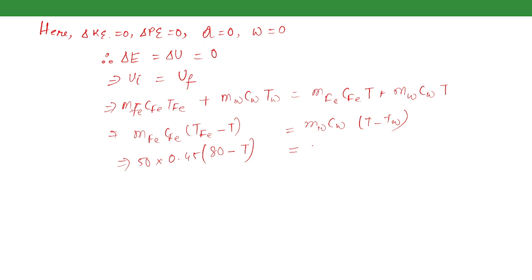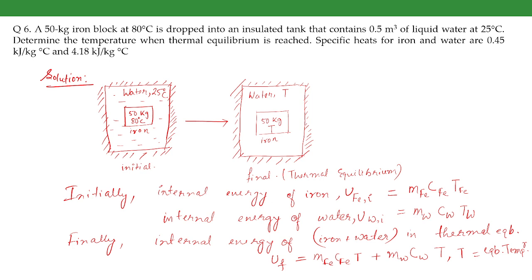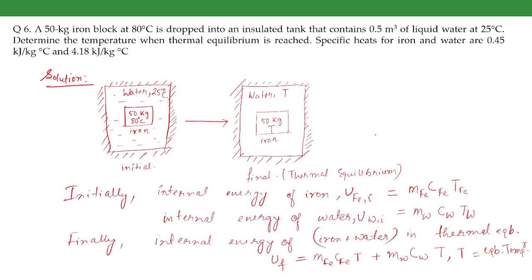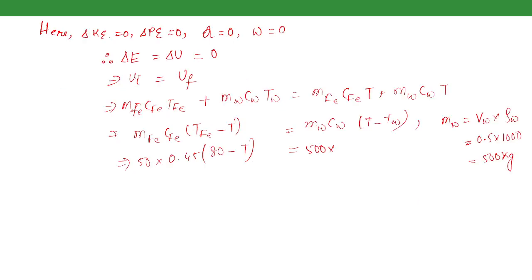And this is the mass of water. It is given that the tank contains 0.5 meter cube of liquid water. So the mass of water is equal to the volume of water multiplied by the density of water. The volume of water is 0.5 meter cube and the density of water is 1000 kg per meter cube, right? So this is 500 kg. So this is 500 kg multiplied by 4.18, and this temperature will be T minus the temperature of water initially, which was 25 degrees.